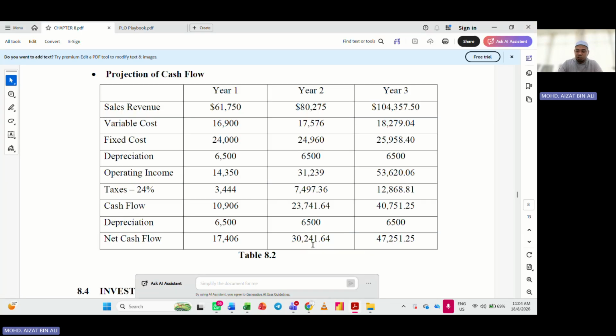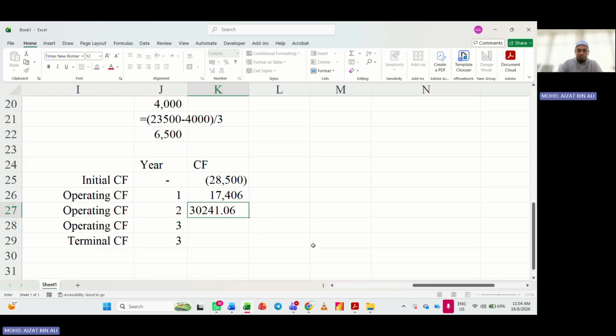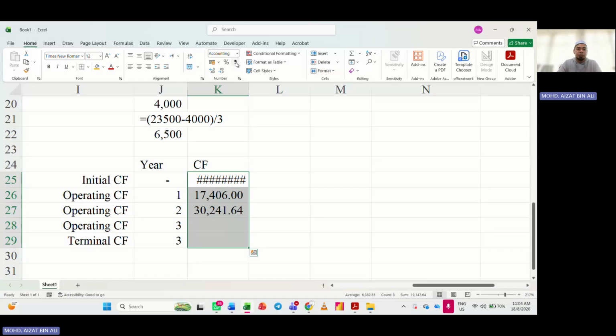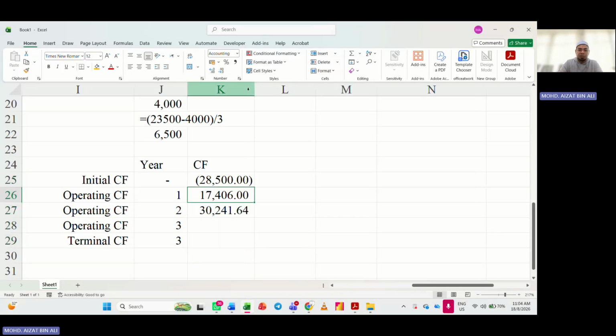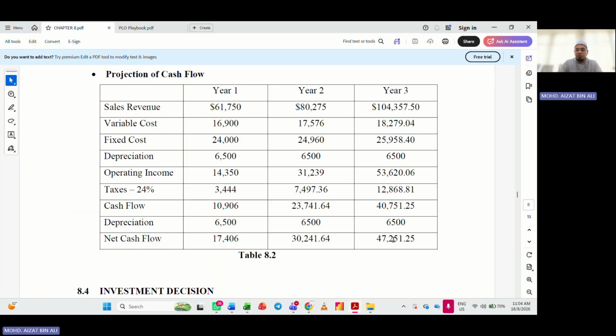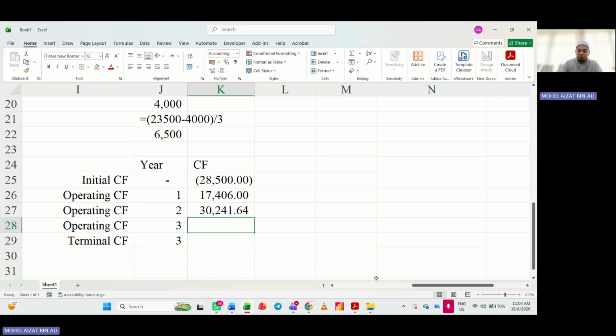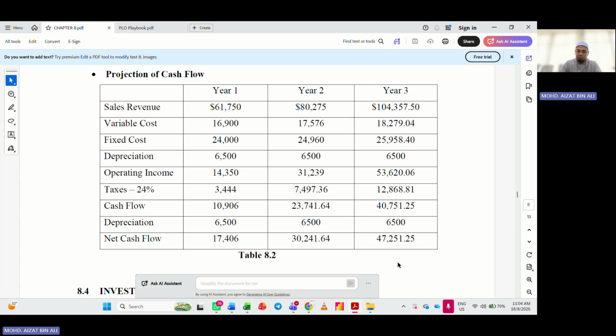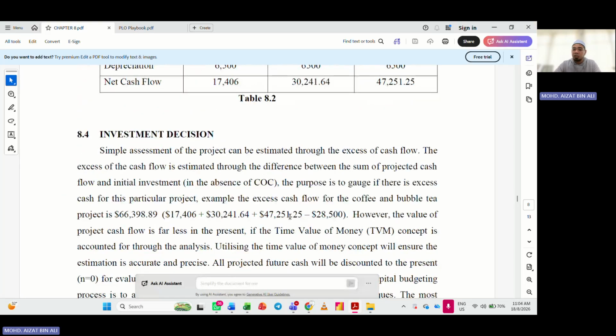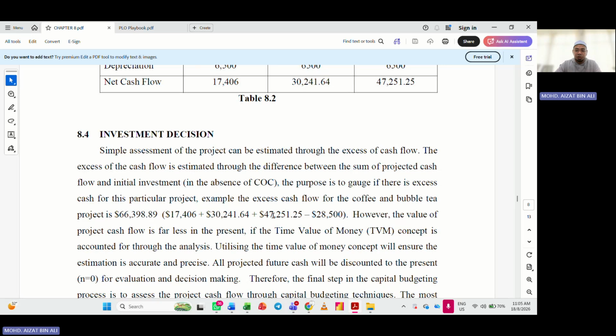Year two, 30,241.64, sorry. I think we need to show the decimals. Next, year three is 47,251.25. And this is the terminal cash flow. For the terminal cash flow, I'm not sure if it's here. It's not here. As you can see, this is CF0, CF1, 2, and 3.